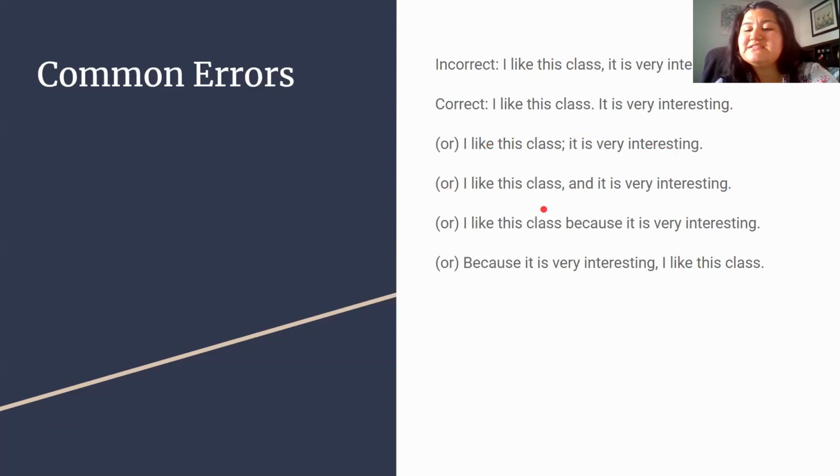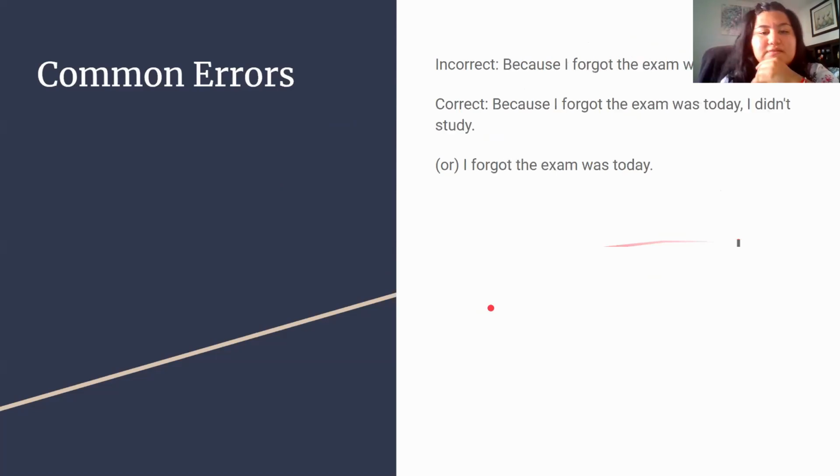"I like this class and it is very interesting." "I like this class because it is very interesting." "Because it's very interesting, I like this class." So it's kind of just showing you different ways that you can do that. It is a common error to have two separate independent clauses, but just keep in mind that if it's a sentence that can stand on its own, you can usually leave it like that.